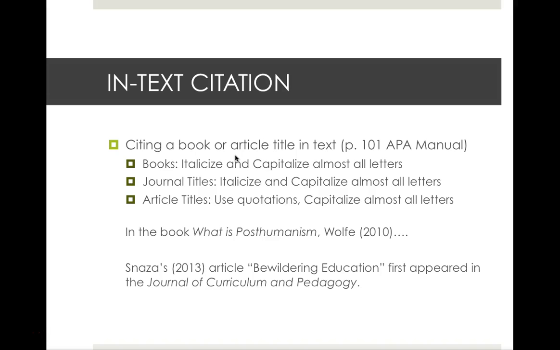Citing books, journal articles, and journal titles in texts can also confuse people. There are different rules for in-text citation than reference list citation, and this is often why people get confused. For books, you need to italicize and capitalize almost all the letters. By almost all the letters, I mean that you would not capitalize a word such as of or a, but you would capitalize most of the letters in the title of a book.